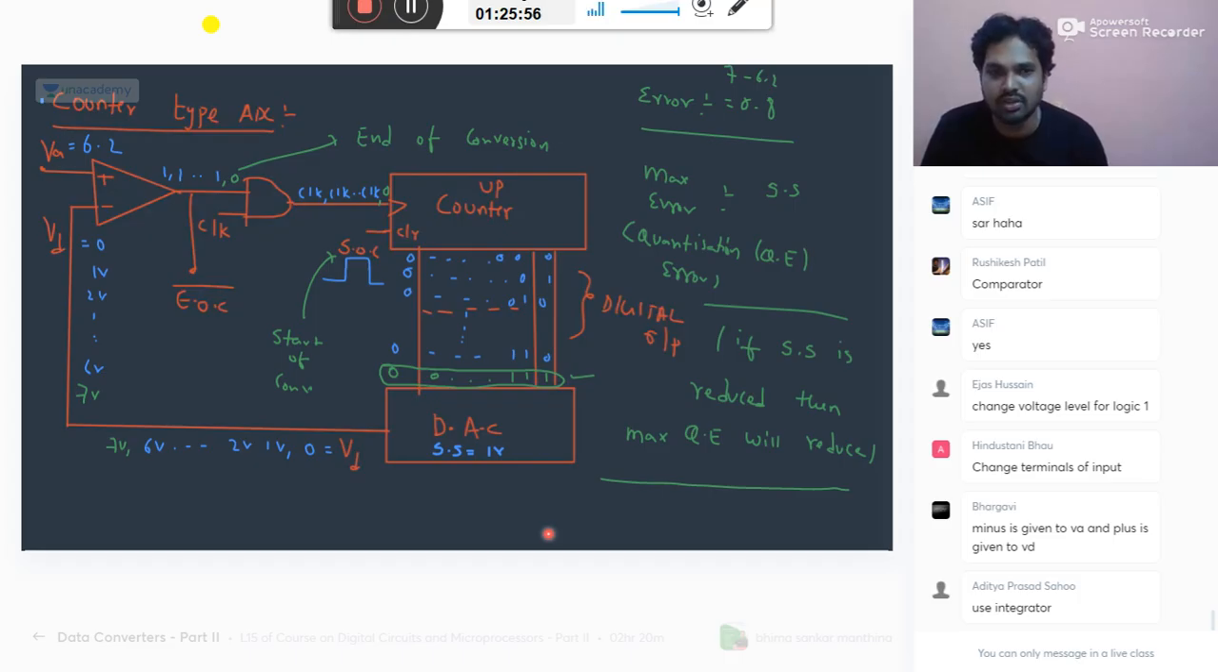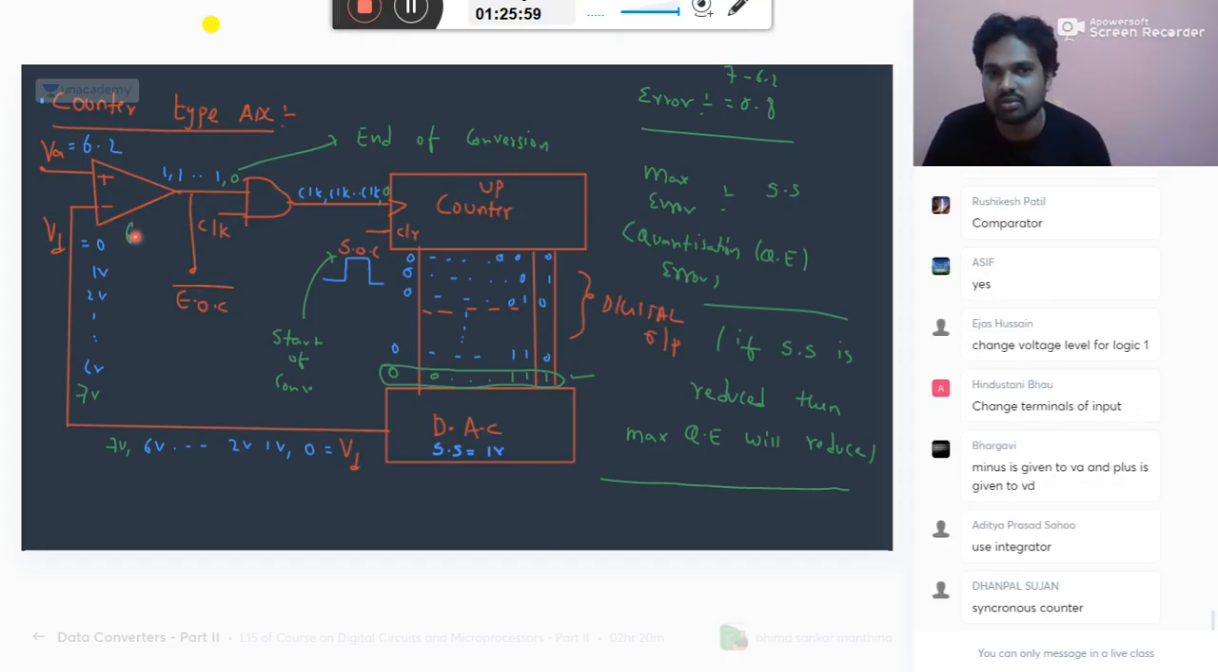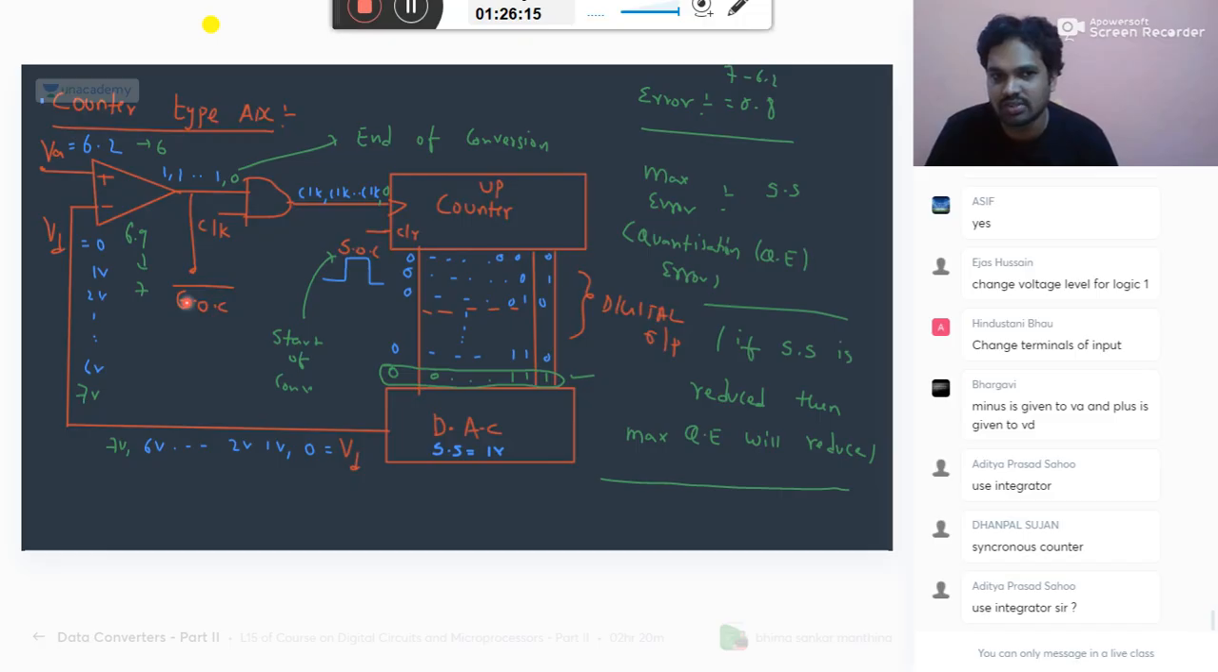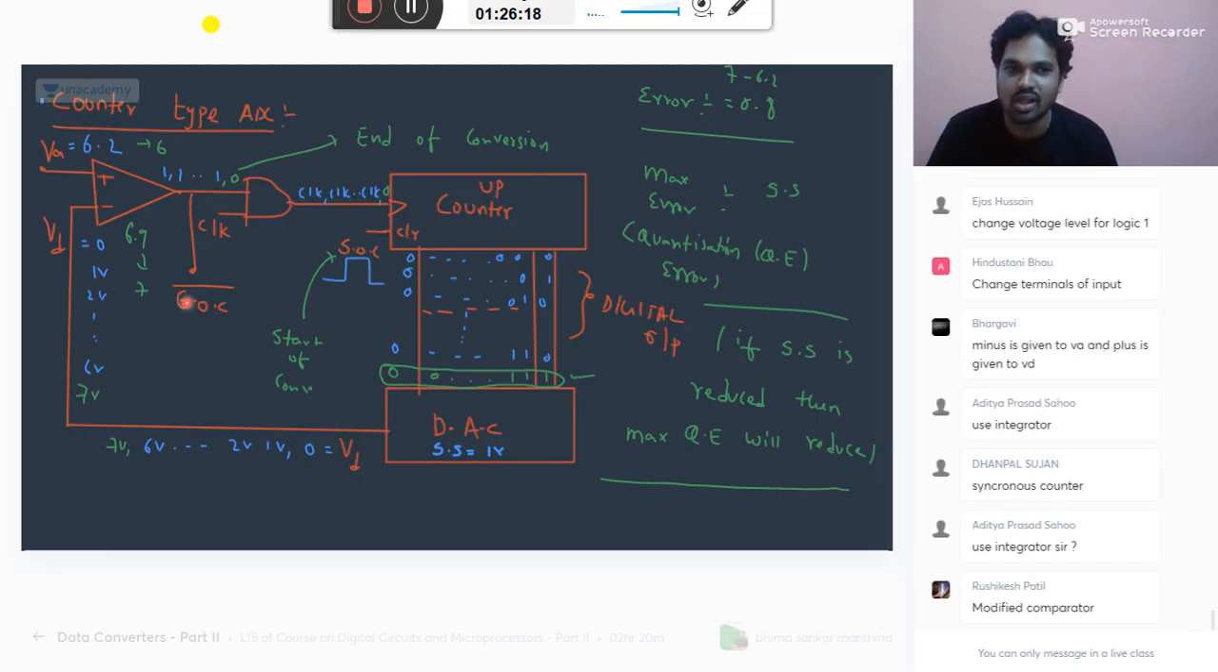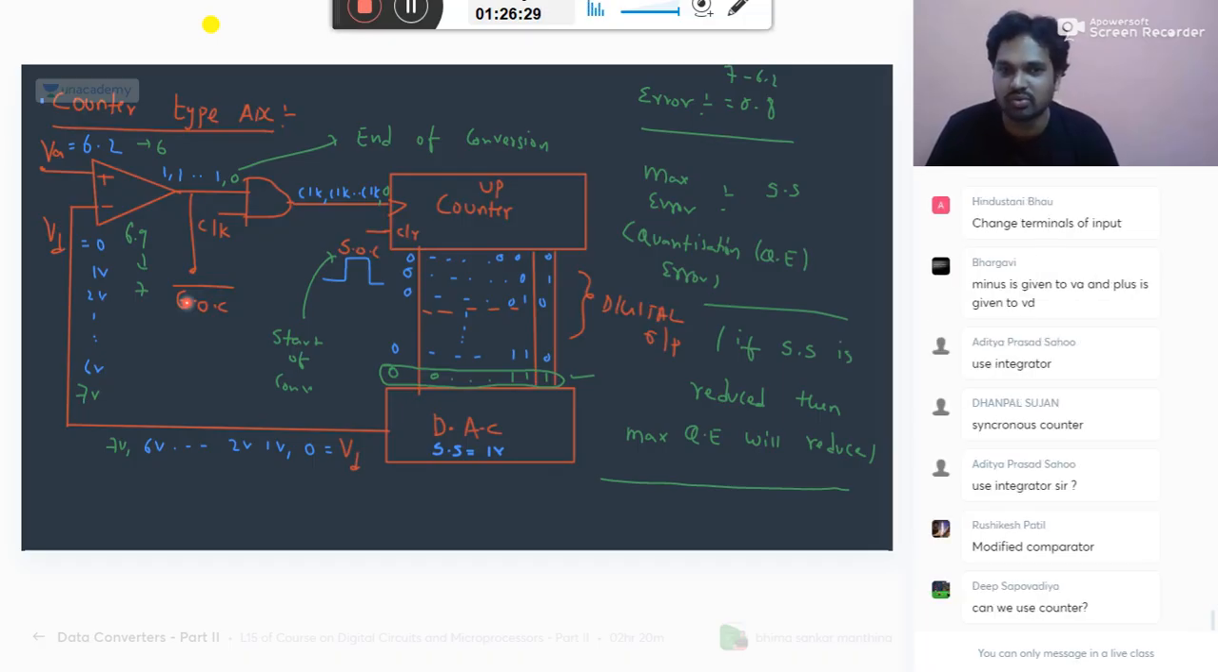Please listen, it should work for 6.9 also. You should give the answer such that it is a synchronous counter only. Whether it is 6.2, I should get 6. If it is 6.9, I should get 7. Your answer should be like that. Don't change the total circuit. Don't say you use some other counter, some other ADC. You understand my question? Do something such that the error is always less. Okay, you do whatever you want.